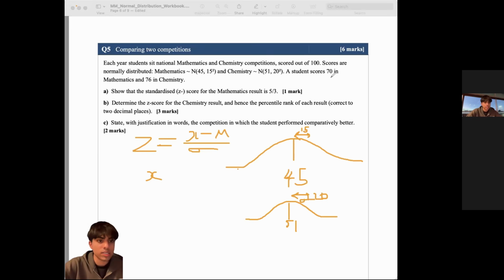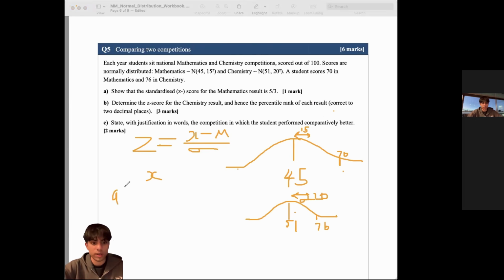And this student got a 70 in math, and they got a 76 in chemistry. So both of these results are more than one standard deviation away, but that's not enough to tell us which one did better. First of all, we need to find the z-score for mathematics.